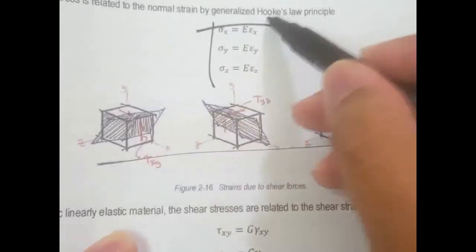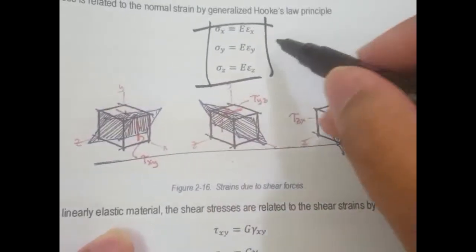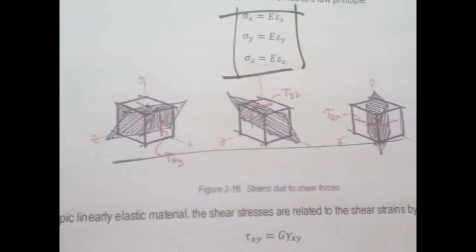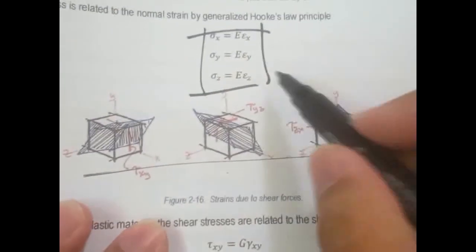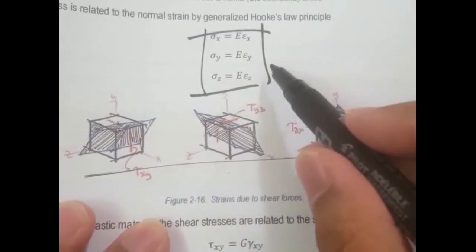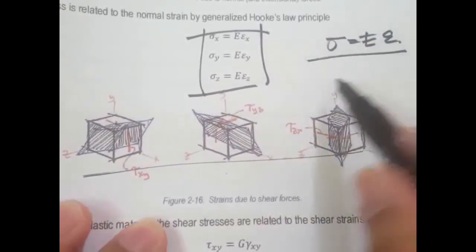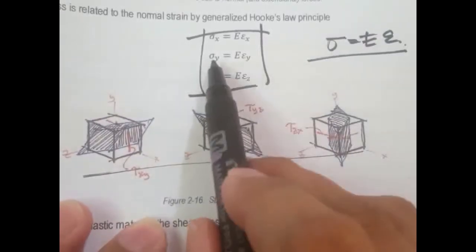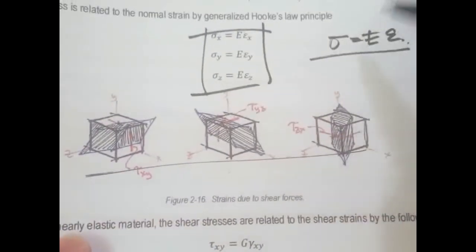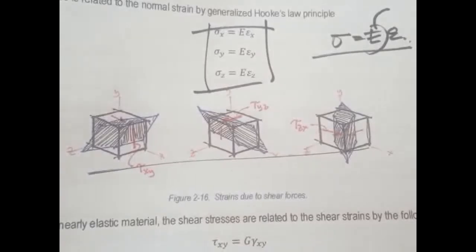Now what's the relation of the stress and the strain? We have here Hooke's law, the generalized Hooke's law, that the stress is simply directly proportional to the strain. So if this is in x, this must be in x. If this is in y, this must be in y. And the proportionality constant right here is the modulus of elasticity.